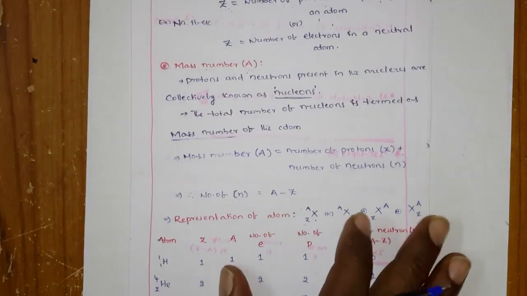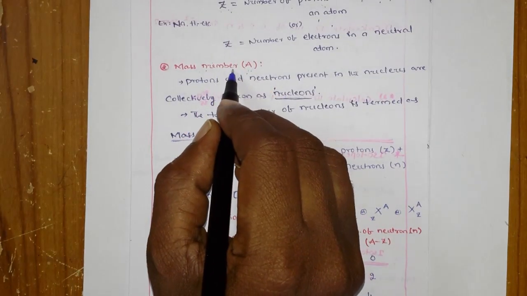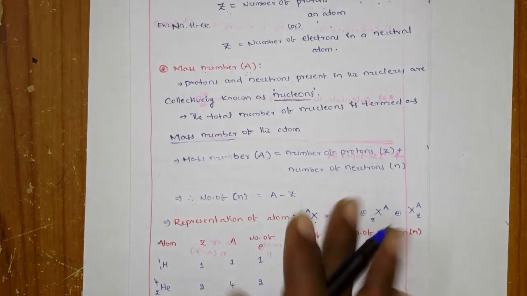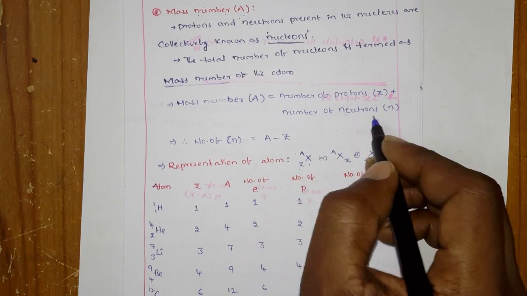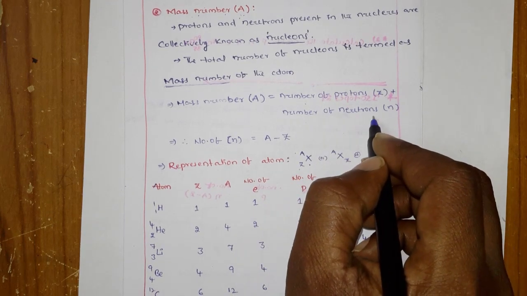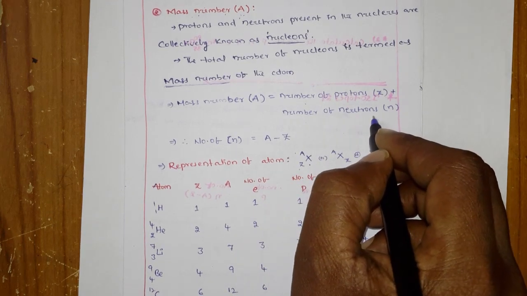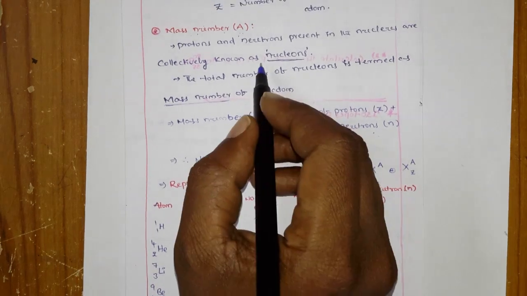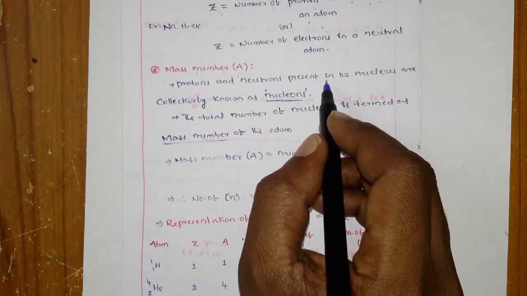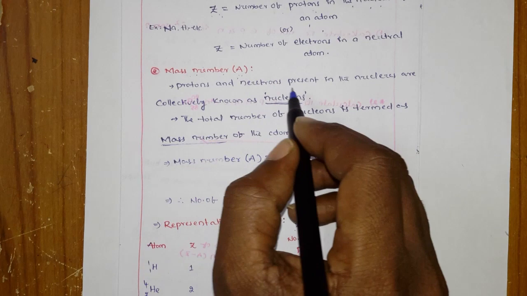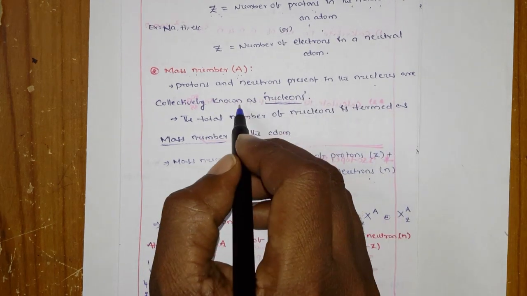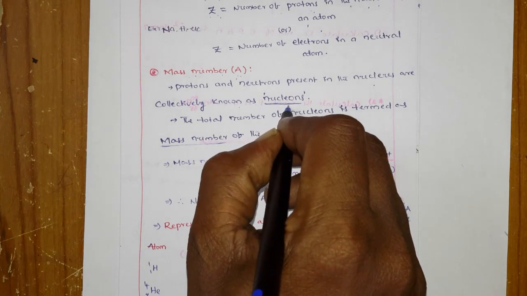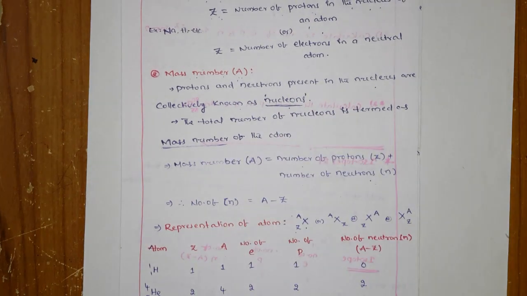Next is the mass number. What is the mass number? The mass number is nothing but the number of protons plus the number of neutrons. You know that protons and neutrons are present in the nucleus, so collectively they are called nucleons.